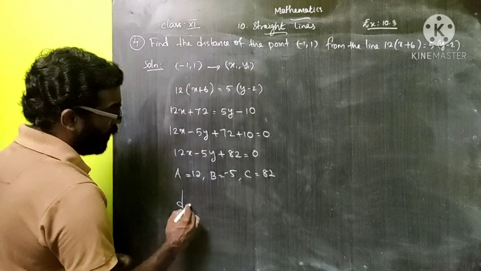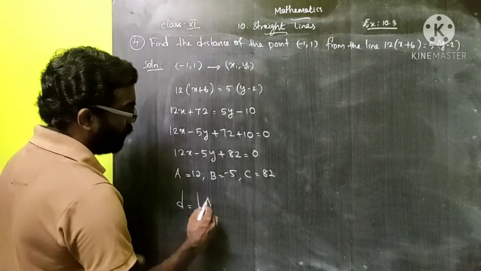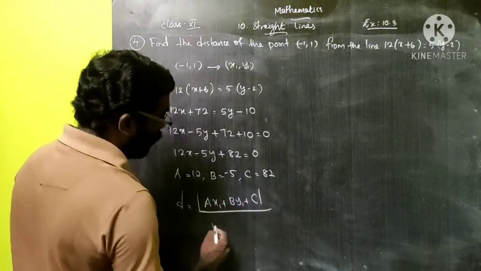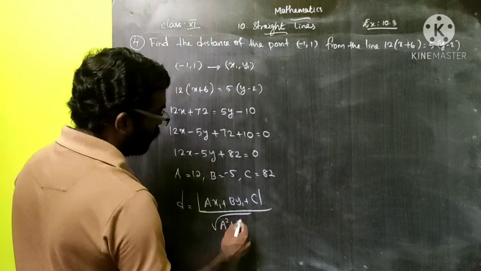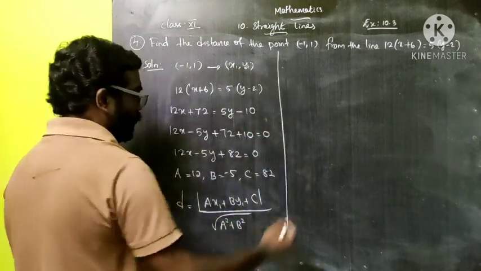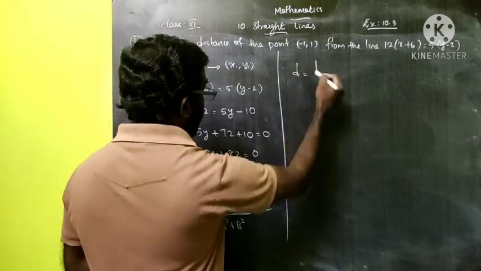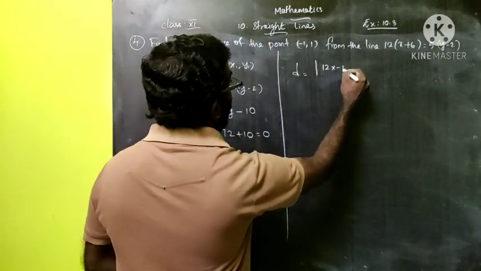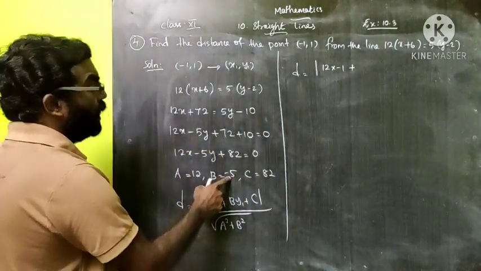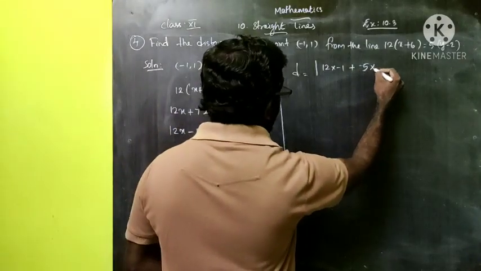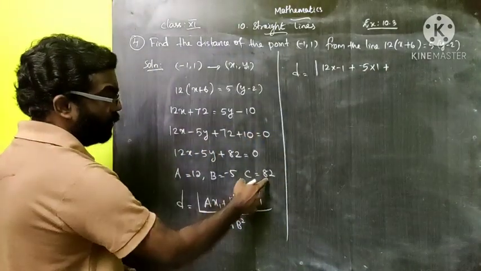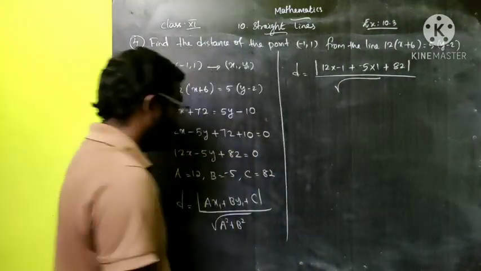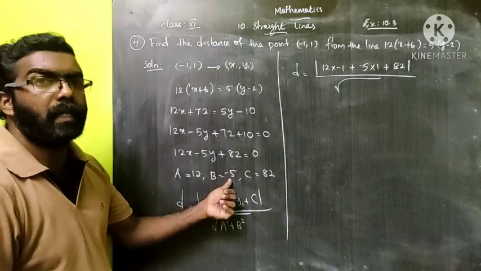Now we can put it in the formula. The distance d is equal to modulus of ax1 plus by1 plus c divided by root of a square plus b square. That is d is equal to modulus of 12 into minus 1 plus minus 5 into plus 1, then plus c. The value of c is 82. Divided by root of 12 square plus minus 5 the whole square.